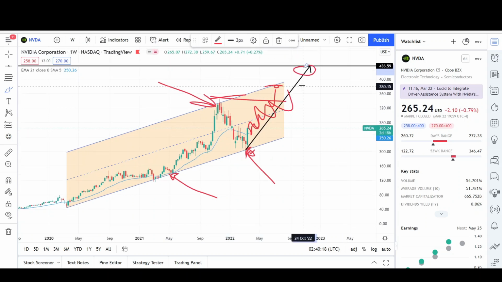And it looks like this target is right around the end of this year, maybe November, possibly even earlier, depending on how strong the move up is. But it looks like if everything continues to trend up, we could reach new all-time highs and surpass it within this year. So that's everything I have for Nvidia.